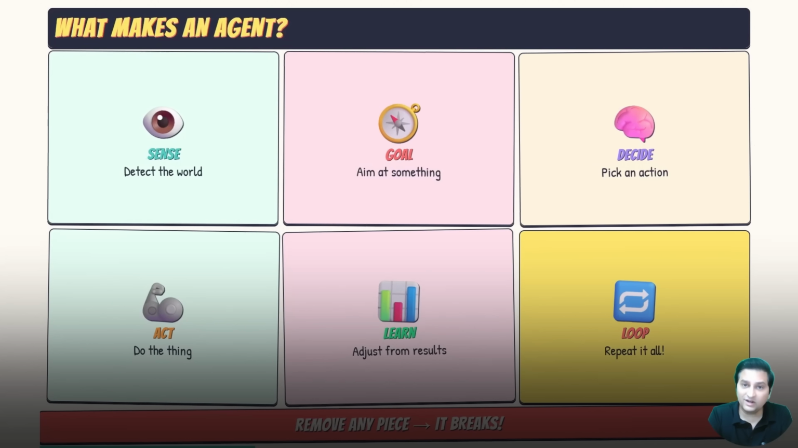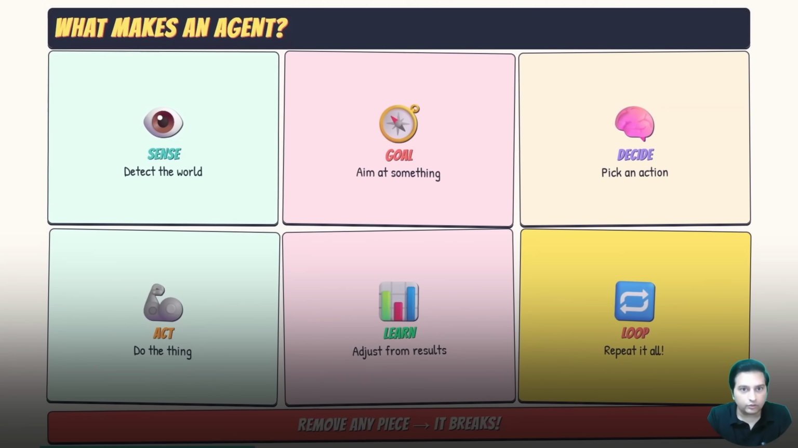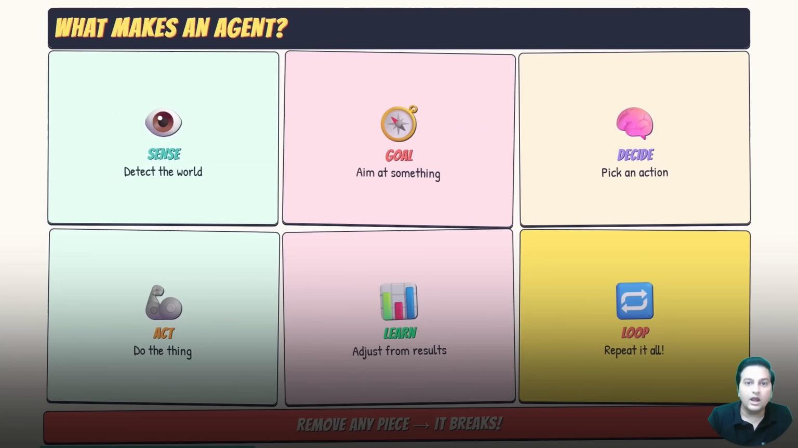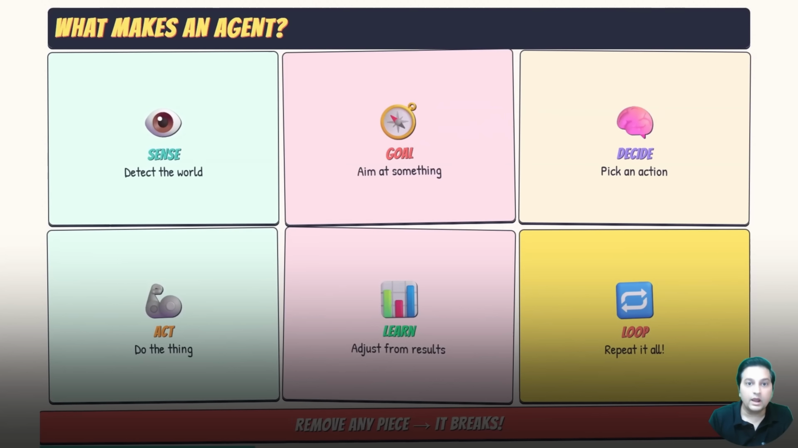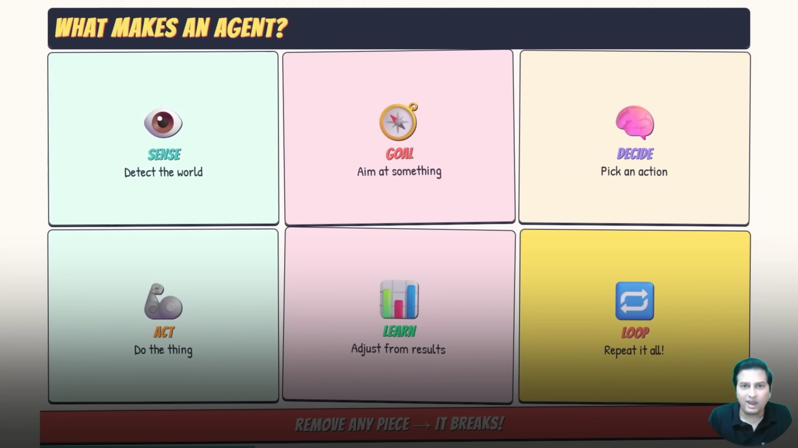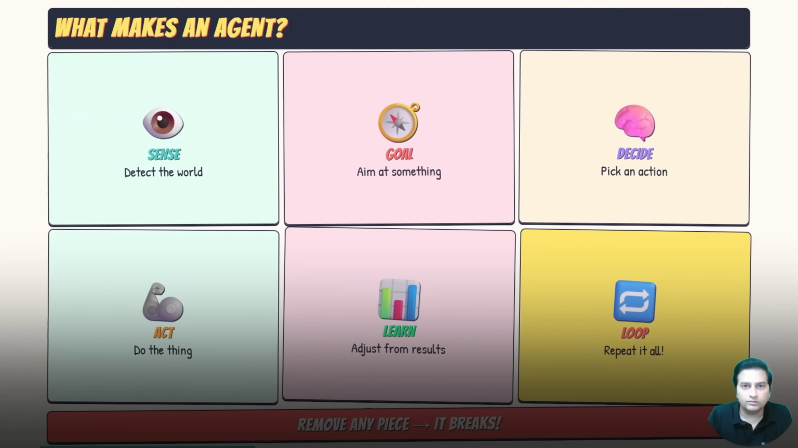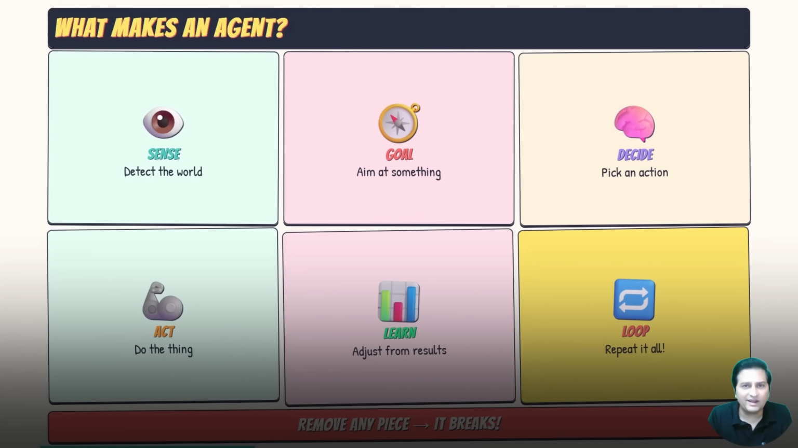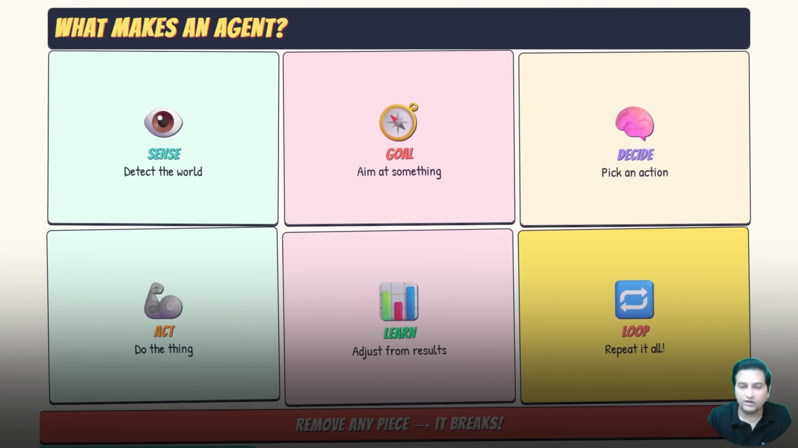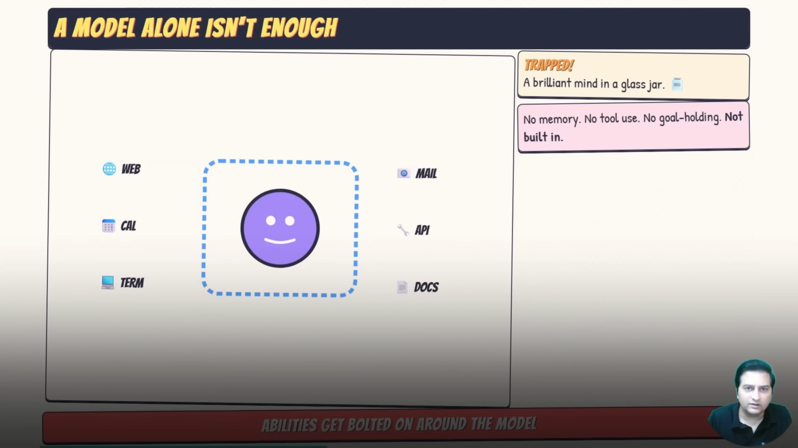So, what makes an agent an agent? Think of it like assembling a little robot. It needs eyes to sense what's around it, a compass, some goal that it's aiming at, right? A brain to pick the best option, hands to actually do something, and a feedback gauge so it learns what just happened. Pull any of those out and the robot falls apart. If you don't have hands, you are just analyzing. If you don't have a compass, you don't have a goal, it's just reflexes. If there is no feedback, it's brittle. The second reality pushes back.